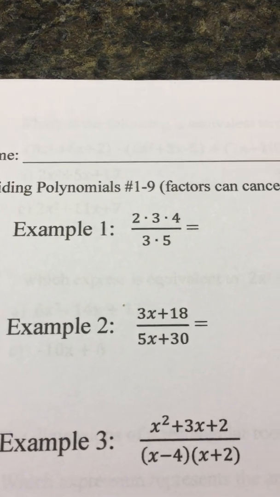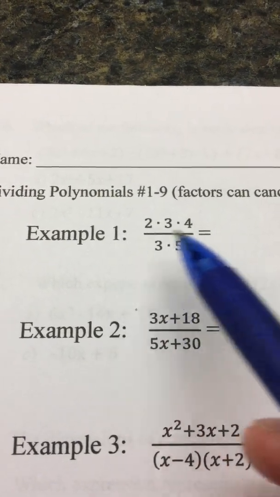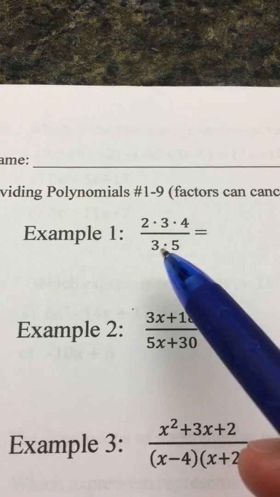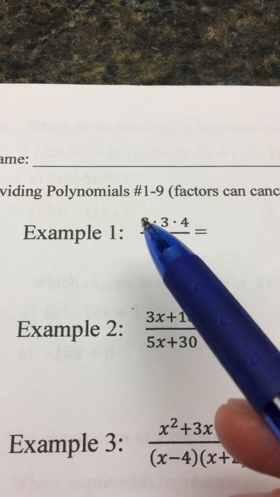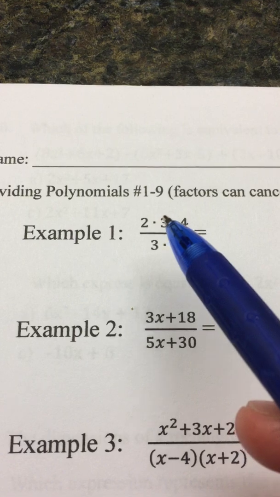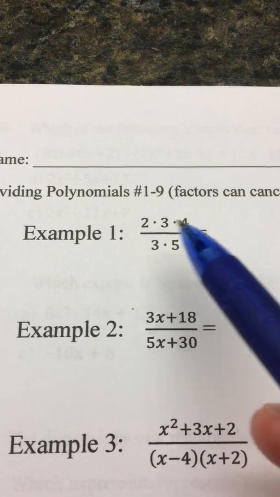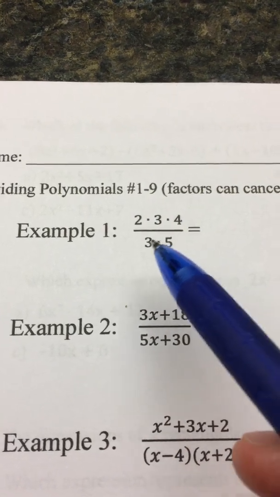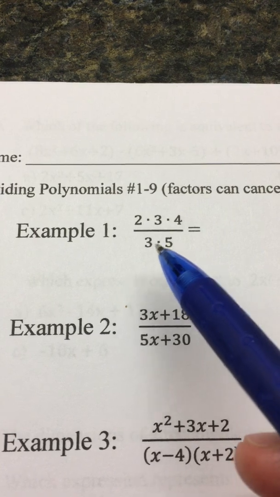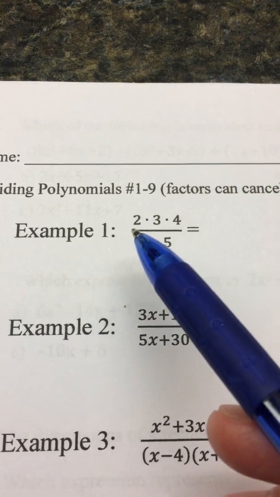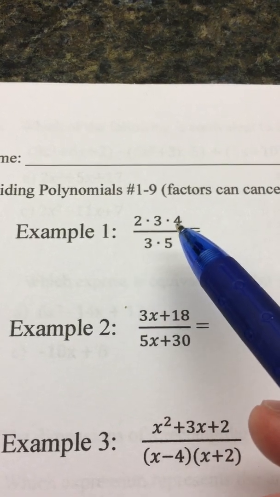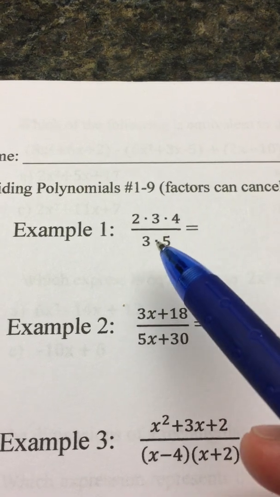But another technique to use when you have a division problem is to factor the top and factor the bottom. Of course, factor means you're looking for things that multiply together. 2 times 3 times 4 are all factors because they're being multiplied together. 3 and 5 are factors because they're being multiplied together. Of course, the bottom is equal to 15, and 2 times 3 is 6, and 6 times 4 is 24. So this is actually 24 over 15.